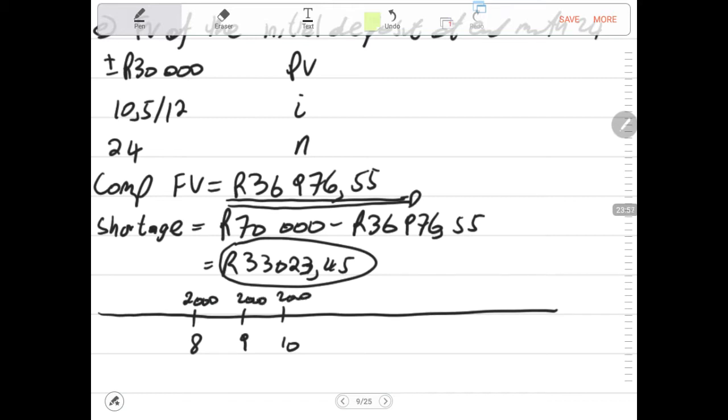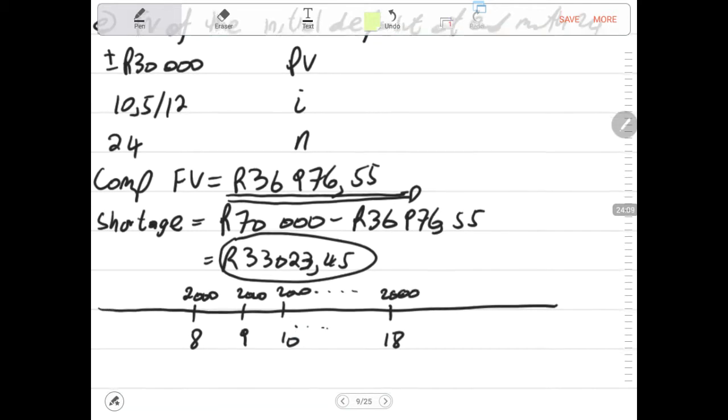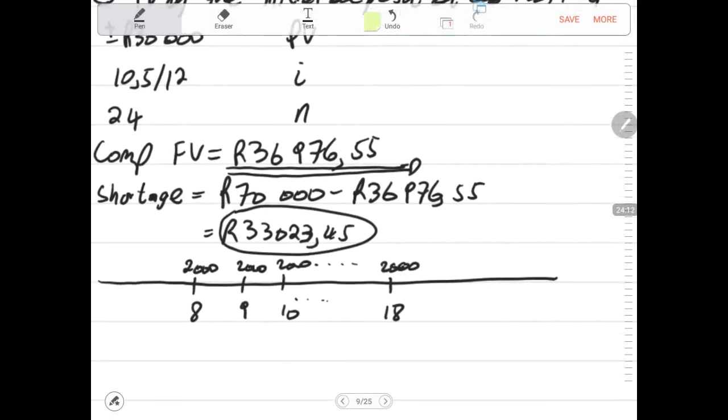Deposits of 2,000. Up until month number 18, we are making deposits of 2,000. And these deposits continue there, and we continue also here. The minute the deposits stop, which is the minute an annuity stops, you always calculate the future value at the last payment of the annuity.